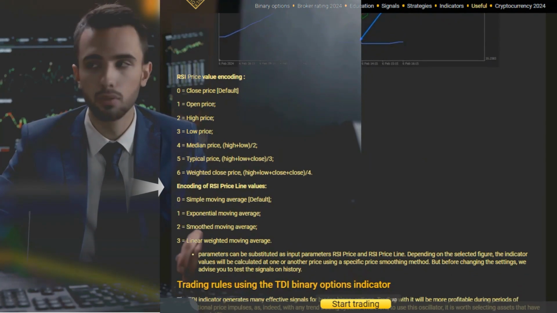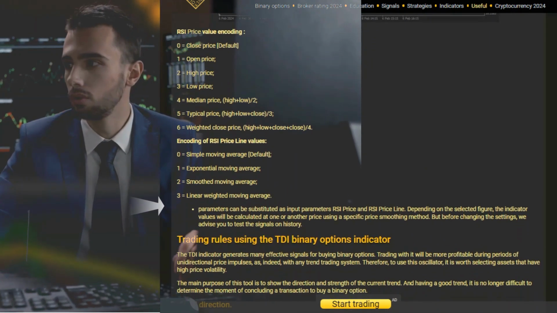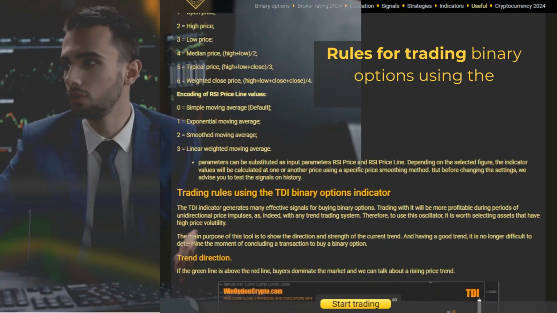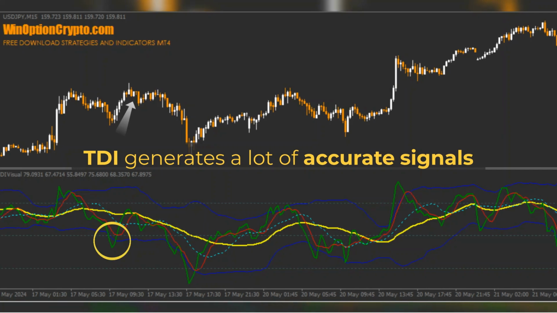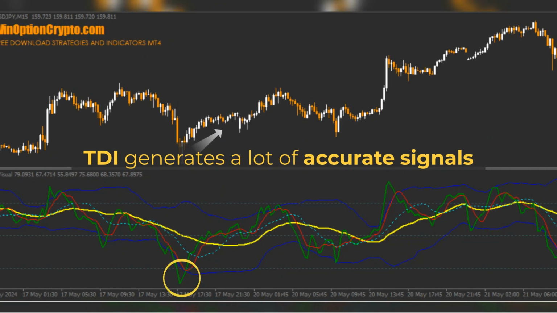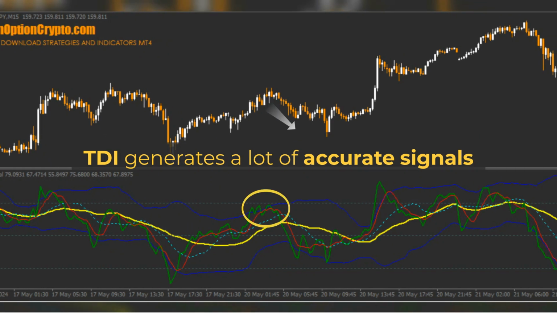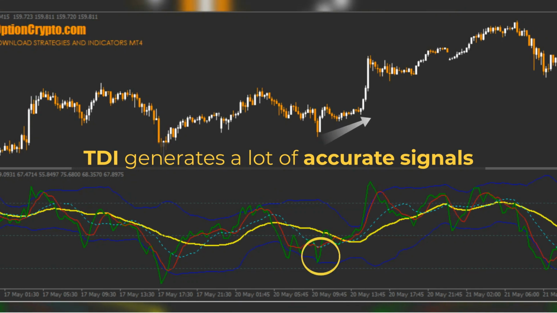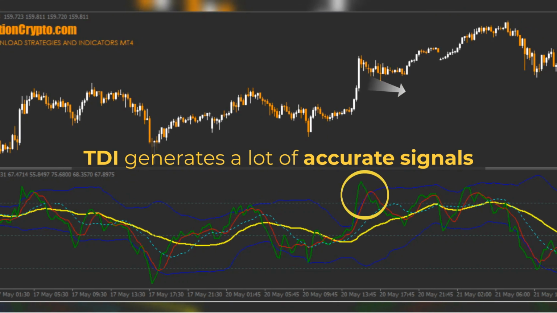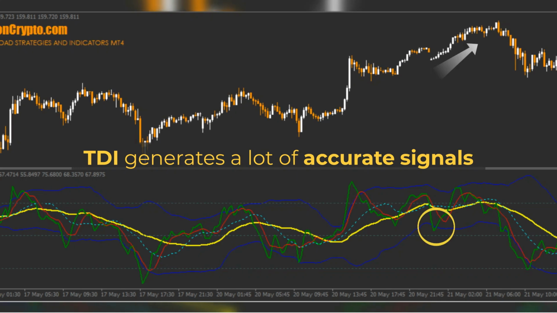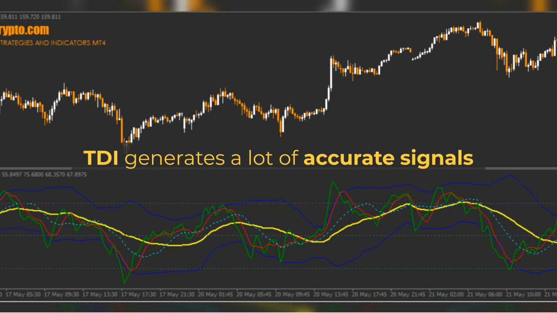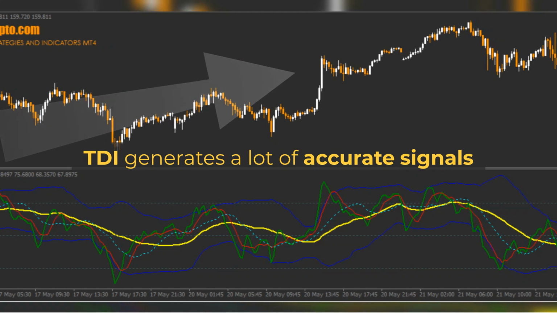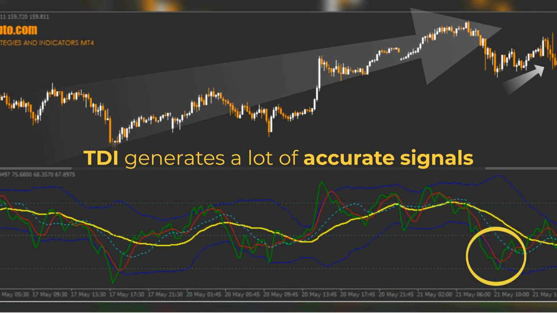Now let's look at the rules for trading on the TDI indicator. It generates many effective signals, and trading with it will be more profitable during periods of unidirectional price impulses, as indeed with any trend trading system. Therefore, assets for trading should be selected with high volatility of quotes, and with a good trend, it is already easy to determine the moment of concluding a deal to buy a binary option.